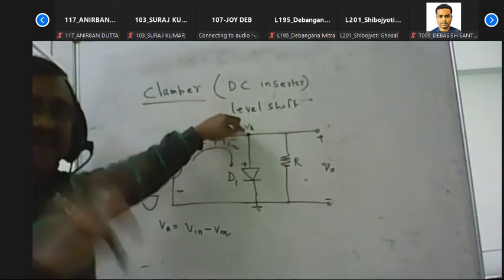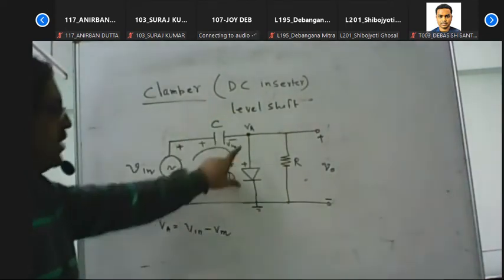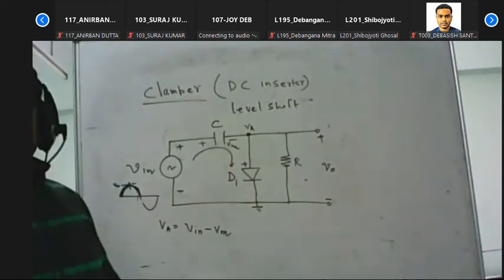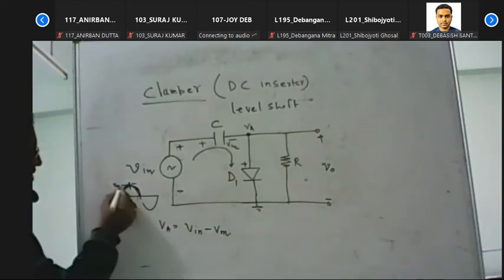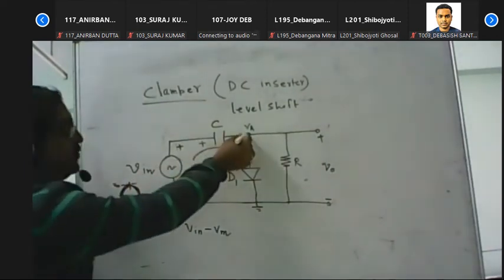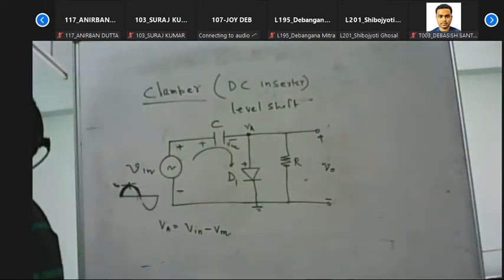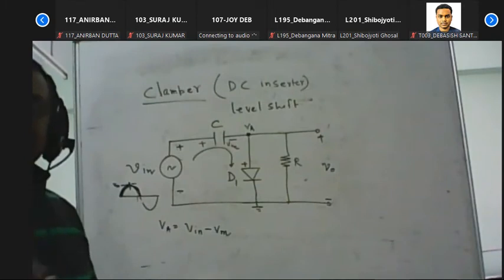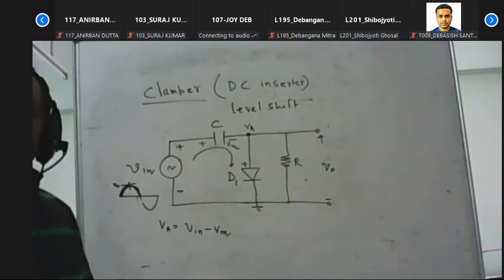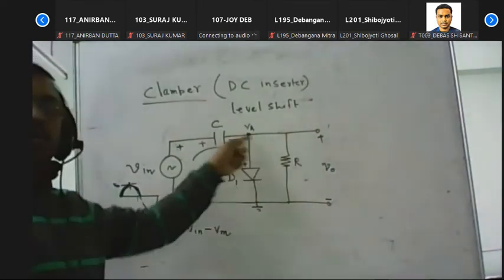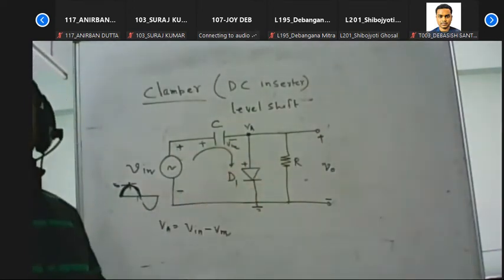For any cycle of the input signal, the diode D1 is always in reverse bias condition, because we know that the maximum value of the input signal is Vm. So the voltage at that point can never be greater than Vm, it is not possible. So if it is not greater than Vm, then the diode D1 is always in reverse bias condition.